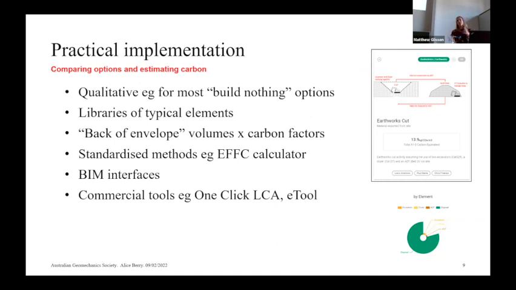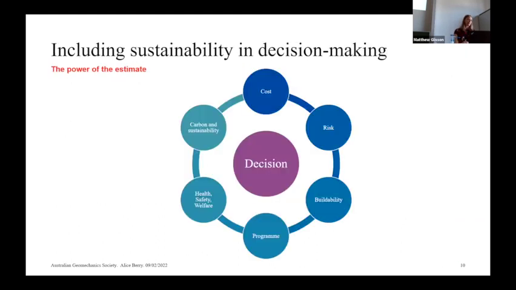When a project gets to the stage where there is a nice 3D BIM model, we've got interfaces where we can apply carbon factors to the model, and then it will let us see where the hotspots are. And also we use commercial tools. So there's a plethora of ways to calculate the carbon depending on the level of detail that you have, and therefore, in my opinion, no excuse for not having a go at it.